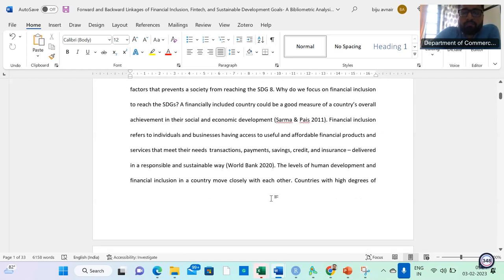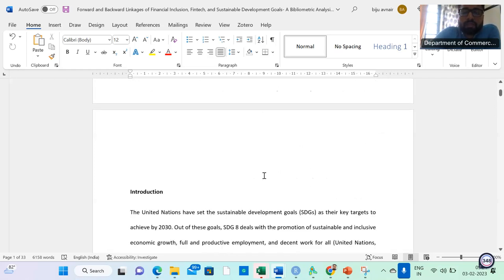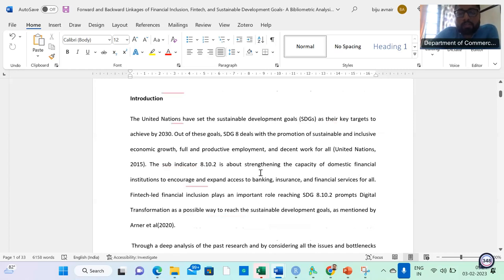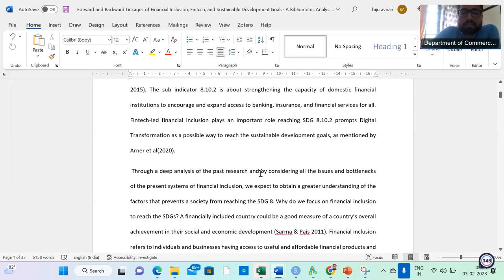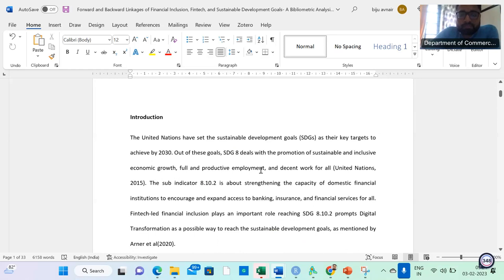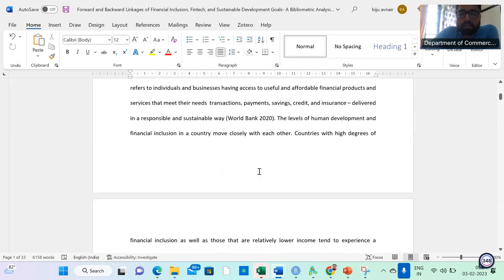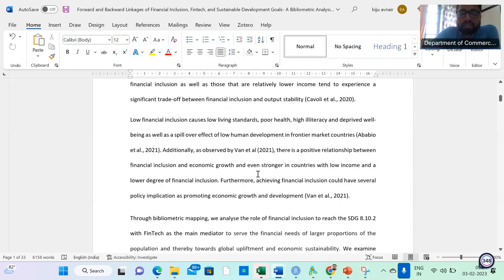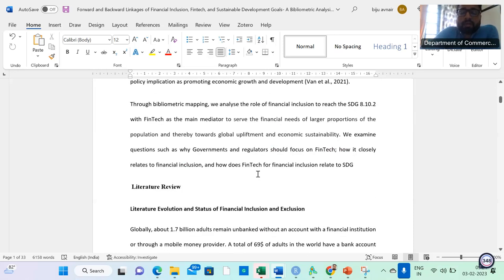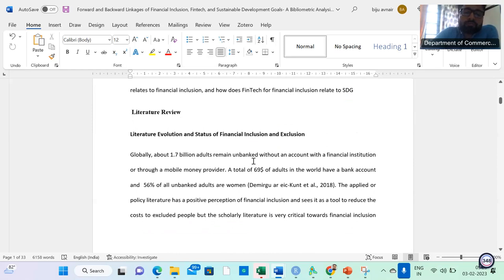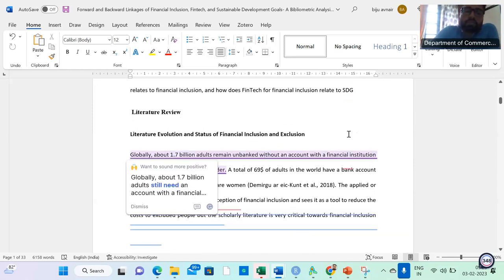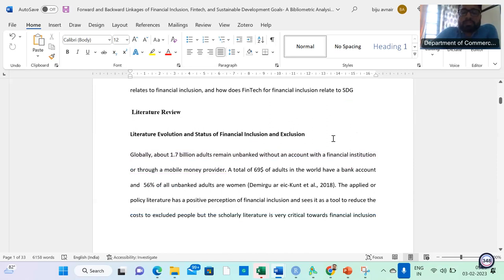So for that we have to have some introduction part regarding the United Nations Sustainable Development Goals agenda and the role of fintech and financial inclusion, and which specific SDG focuses on financial inclusion to reach sustainable development goals. And we had some literature reviews, purely thematic ones.